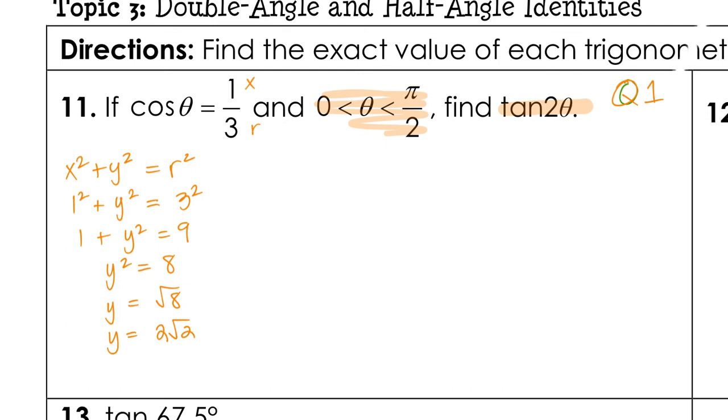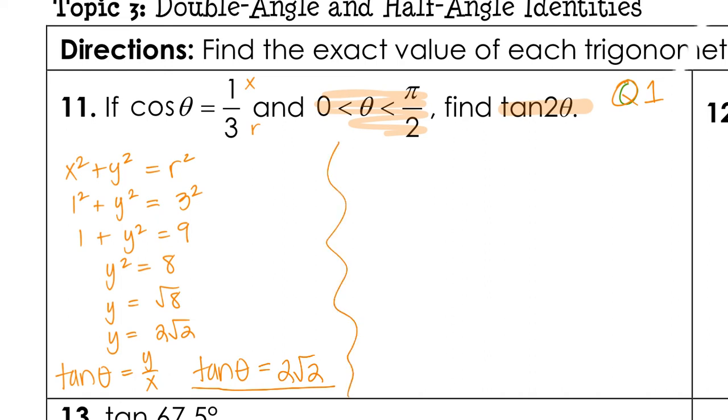So now for tangent, it's y over x. So tangent's going to be, here's y, 2 square root of 2 over 1. So really, it's just 2 square root of 2. Okay, so that's not the answer yet, but we need that value. Okay, the identity for tangent of that double angle was 2 times tangent of the regular angle divided by 1 minus tangent squared theta.